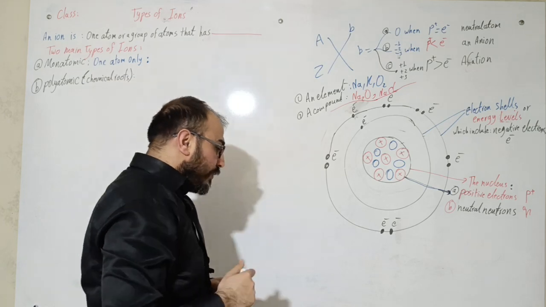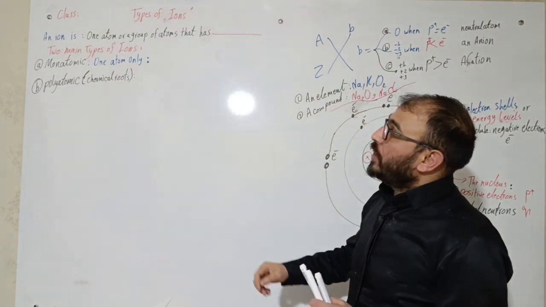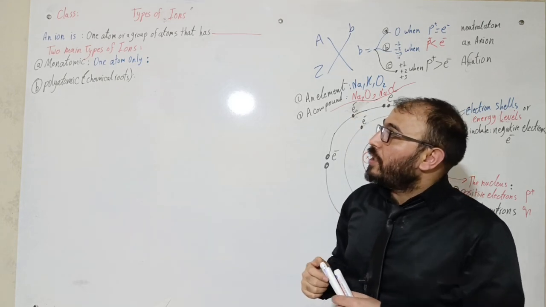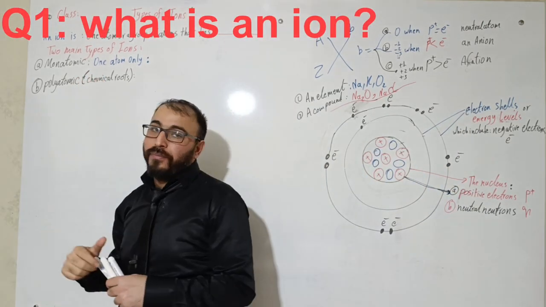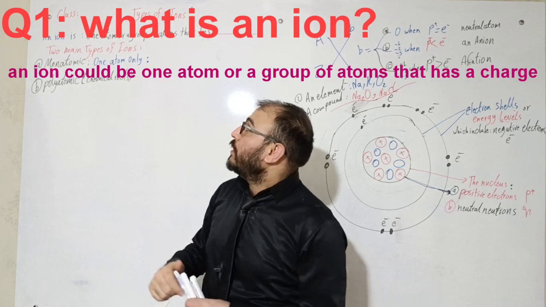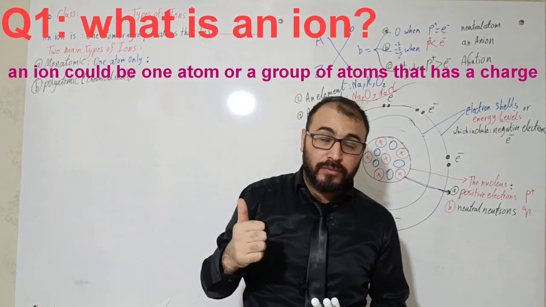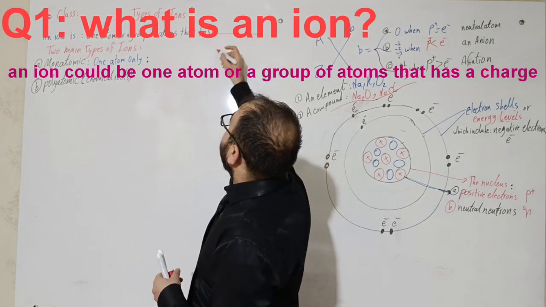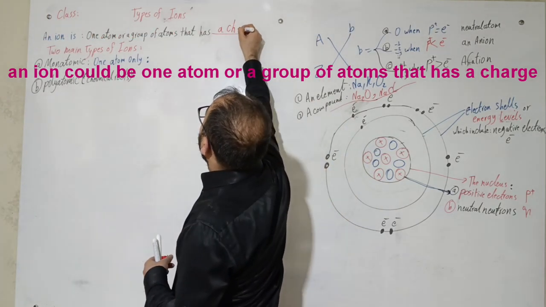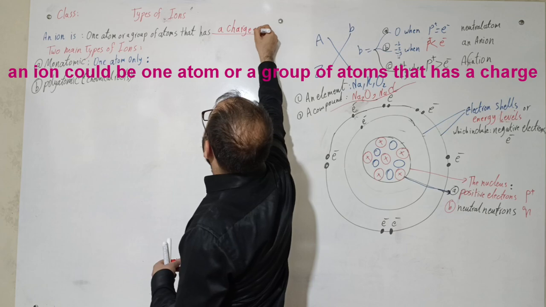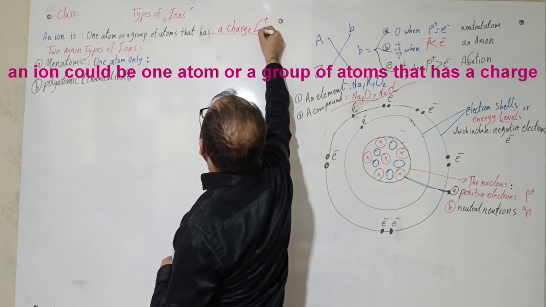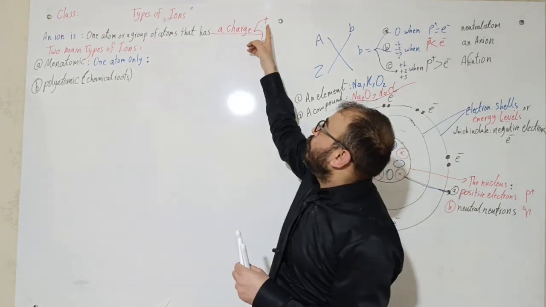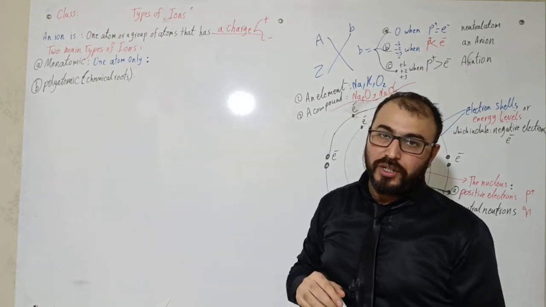Today, my friends, I would like to answer a few questions about ions. The first question is: what is an ion? An ion, my friend, could be one atom, or it could be a group of atoms that has a charge, whether this charge is positive or negative. It is an ion because it has one of those two charges.